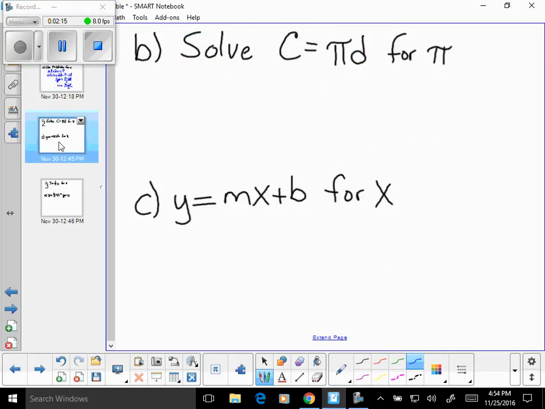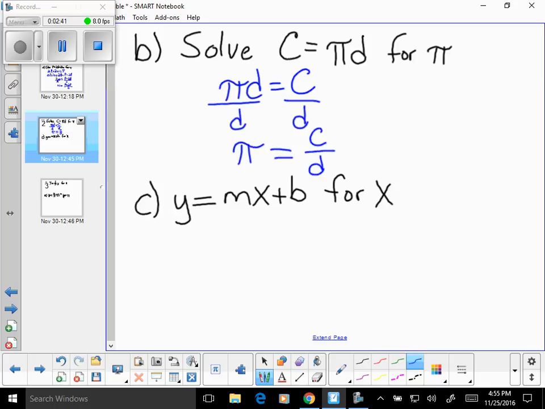Circumference equals pi d. Now again, if you're more comfortable with it, then write pi d equals C. We want pi, we don't want d. The formula says we're taking pi times d, so I need to divide by d. Therefore, pi is going to equal circumference divided by the diameter.